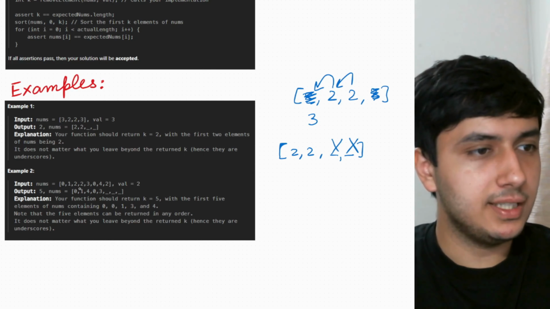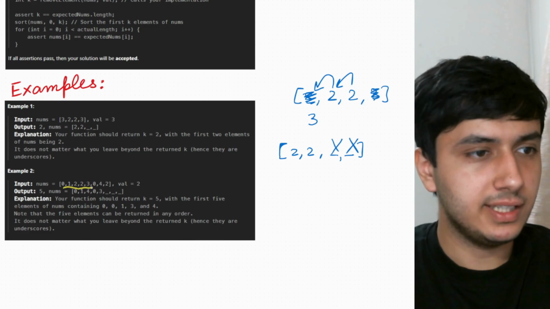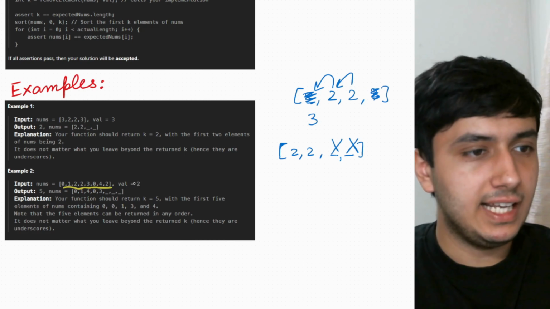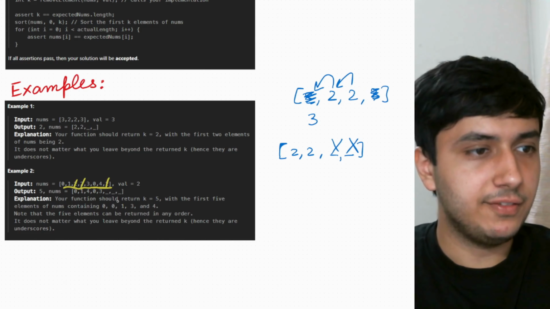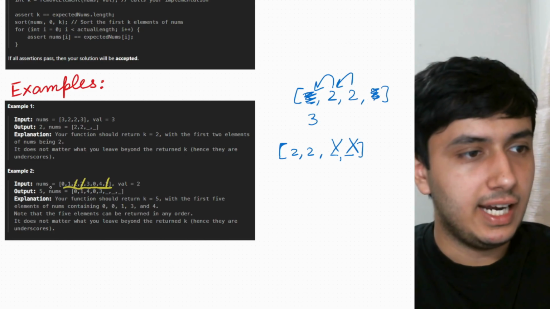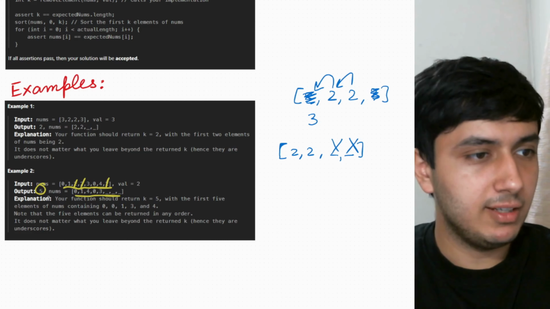The next example is also similar. We are given nums equal to 0, 1, 2, 2, 3, 0, 4, 2. The val is equal to 2, so anytime 2 occurs, we'll remove 2 and shift everything towards the left, and we'll return the number of elements that are not equal to 2. So nums will be equal to this and we'll be outputting 5.